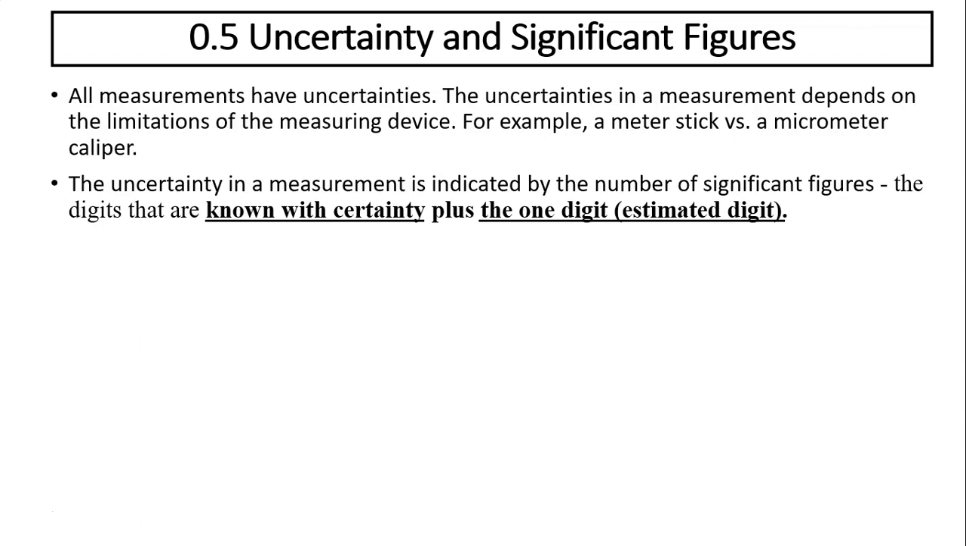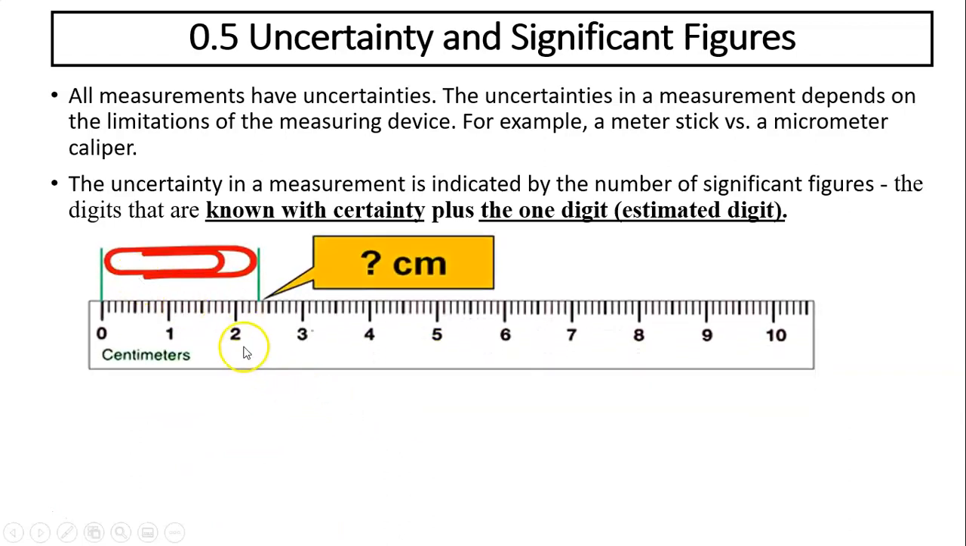The uncertainty in a measurement is indicated by the number of significant figures. That's the digits that are known with certainty plus the one digit that is estimated. For example, let's take a look at this paper clip, and you have a ruler here. The little marks are millimeters. Here's 1 centimeter, 2 centimeters, 3 centimeters, and so forth.